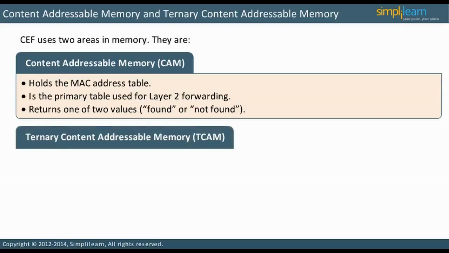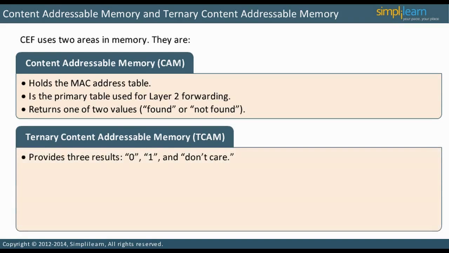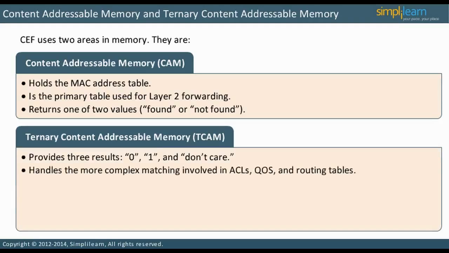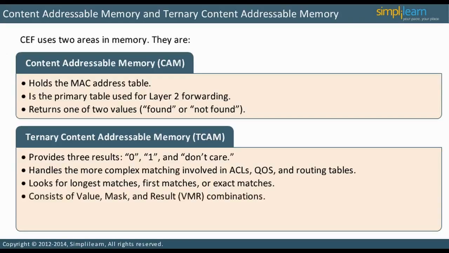Ternary Content Addressable Memory, or TCAM, is different. TCAM processing returns three values: 0, 1, or don't care. This range of results is required for the more complex matching involved in ACLs, QoS, and routing tables. For example, a lookup can be initiated for longest matches, first matches, or exact matches. Each TCAM entry consists of value, mask, and result combinations.